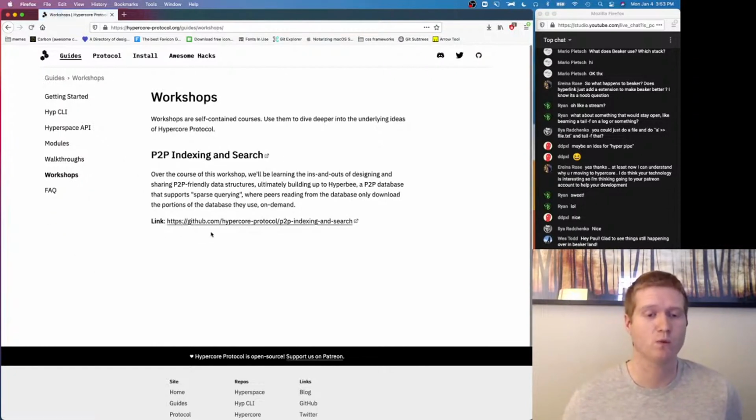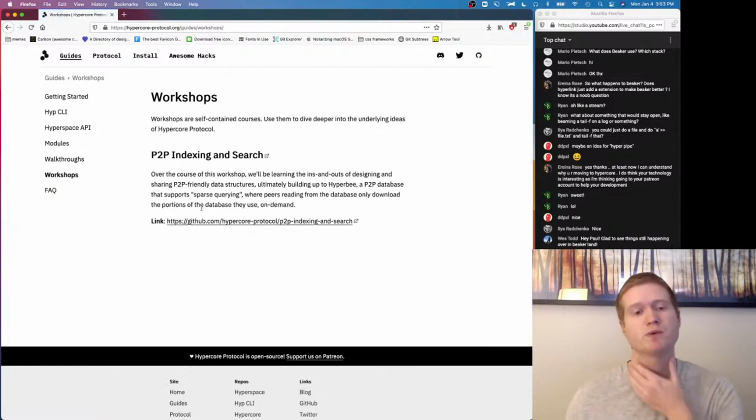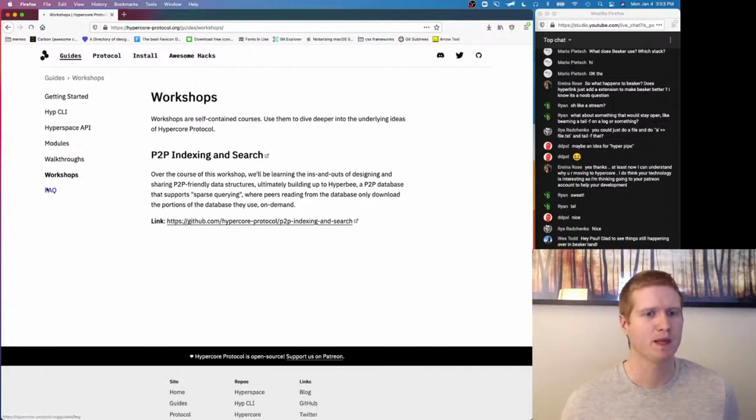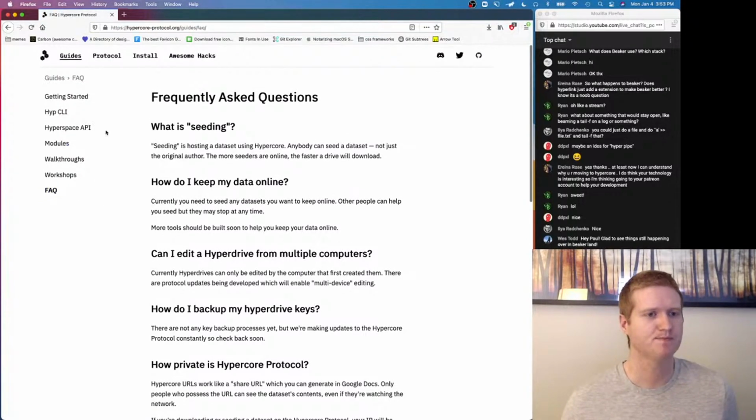We have this great workshop that Matthias and Andrew put together that actually steps through how all the data structures in Hyper work. And I found it to be surprisingly approachable. They really did a great job with it, and are probably going to be turning that into a talk for FOSDEM. So a great little workshop there. Got an FAQ for any kind of questions you got.